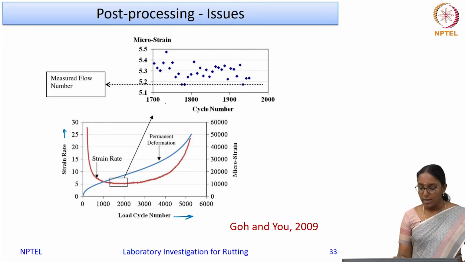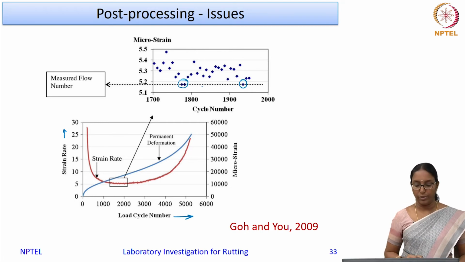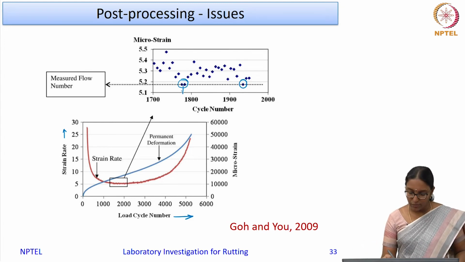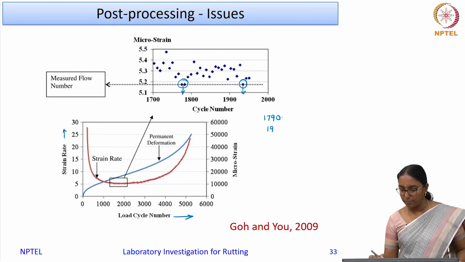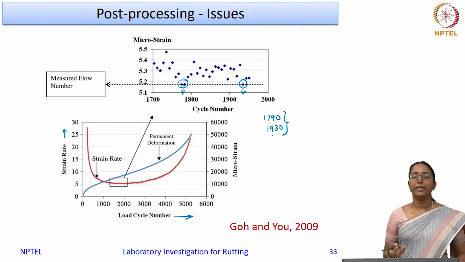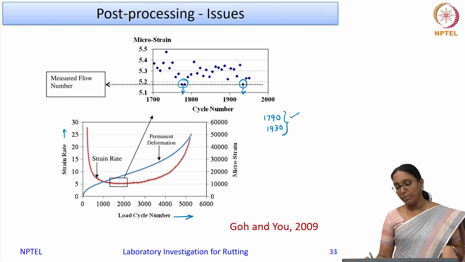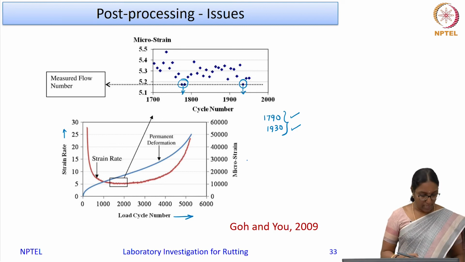Red is the strain rate diagram. If you zoom in, you see that there are different points which show the minimum value. So, there are different points having the same minimum strain rate. If I take this value, this is somewhere around 1790, and if I take this value, this is somewhere around 1930 or so. So, these two values can be identified as flow number. So, this is a problem. You can have multiple points or cycles where you get the minimum strain rate, and this may be wrongly interpreted if you get different flow numbers like this. So, that is one issue.